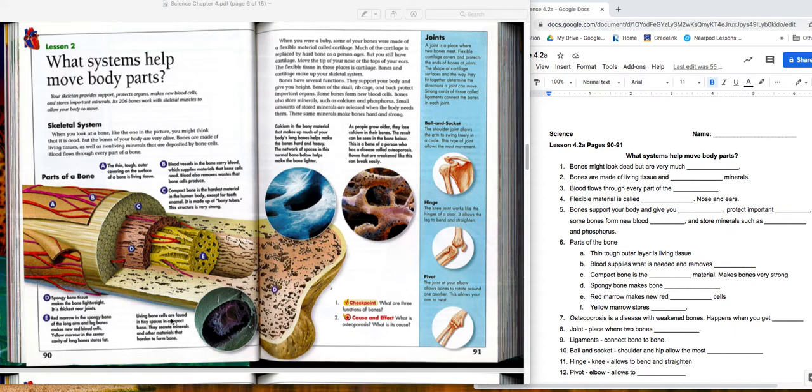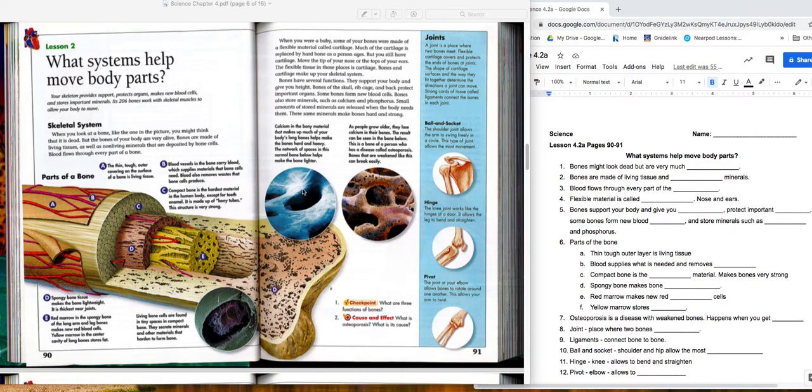Okay, living bone cells are found in tiny spaces in compact bone. They secrete minerals and other materials that harden to form bones. So that's just the living bone part of it, how it keeps it healthy. Two more pictures here. Number one, calcium in the bony material that makes up much of your body's long bones helps make the bones hard and heavy.